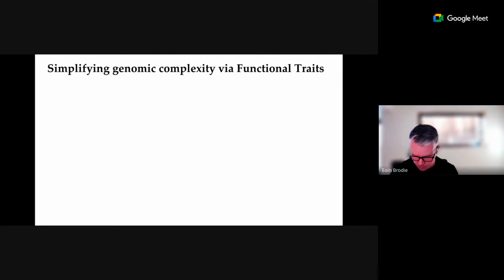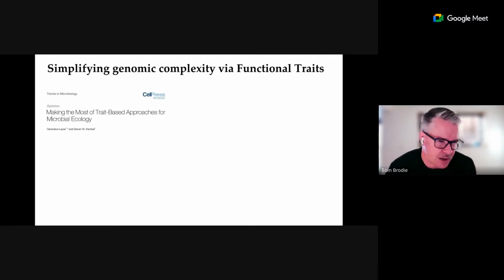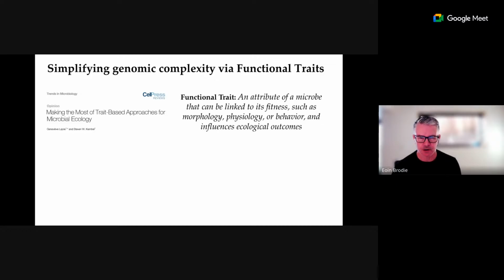And we use an approach that's called functional traits. I'll explain this. This is a really great paper published a few years back by Geneviève Lajoie and Steve Campbell. It really outlines this trait-based approach in our field of microbial ecology. We use functional traits. These are properties or attributes of microbes that can be linked to their fitness. Those could be related to the size or shape, the morphology, how they work, their physiology or behavior, and how those influence the ecological outcomes.